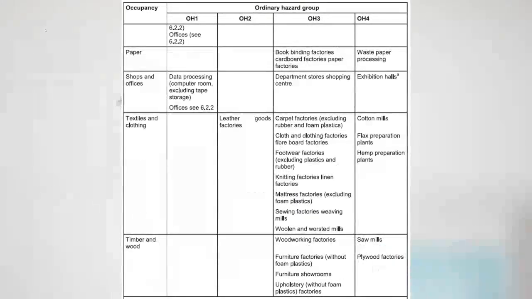And then you move through some more. You find that shops and offices, apartment stores are under ordinary hazard group 3. Exhibition halls, ordinary hazard group 4. Timber and woodworking factories under ordinary hazard group 3. Sawmills are under ordinary hazard group 4, but they also fall under high hazard process. Obviously, you should be seeking the advice of the insurance company, because at the end of the day, they will pay the bill if the place burns down, and if they're not happy with the original design, they may not pay for the rebuild.